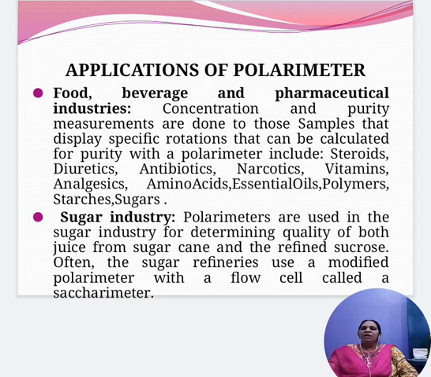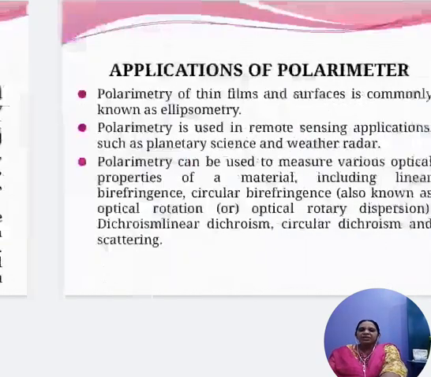These are the different types of compounds whose concentration and purity can be measured using a polarimeter. Then in the sugar industry, polarimeters are used for determining the quality of both juice from sugarcane and refined sucrose. Often the sugar refineries use a modified polarimeter with a flow cell, called a saccharimeter.